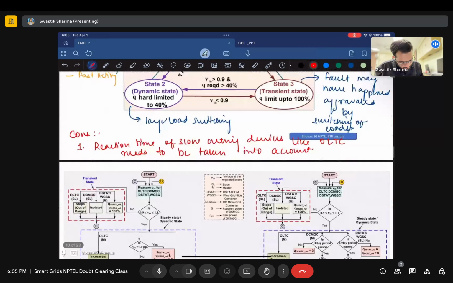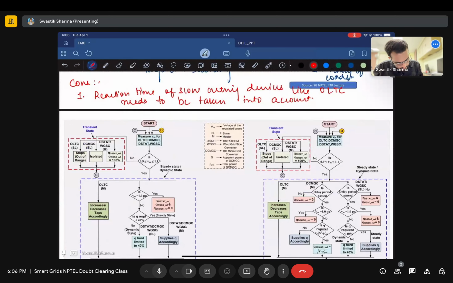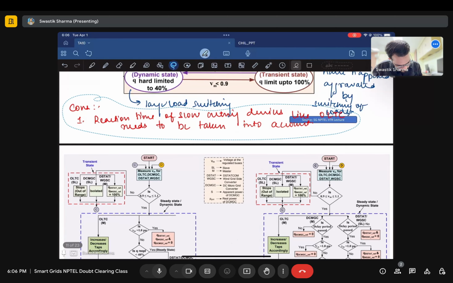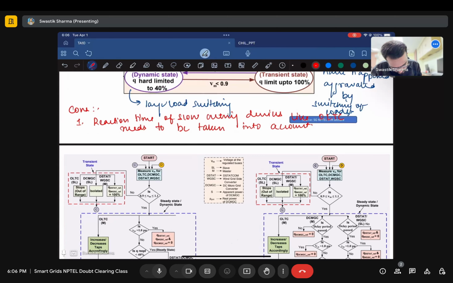So I should also write, can I write 2 here somewhere? No dynamic control over reactive power, no dynamic control I should write, right?